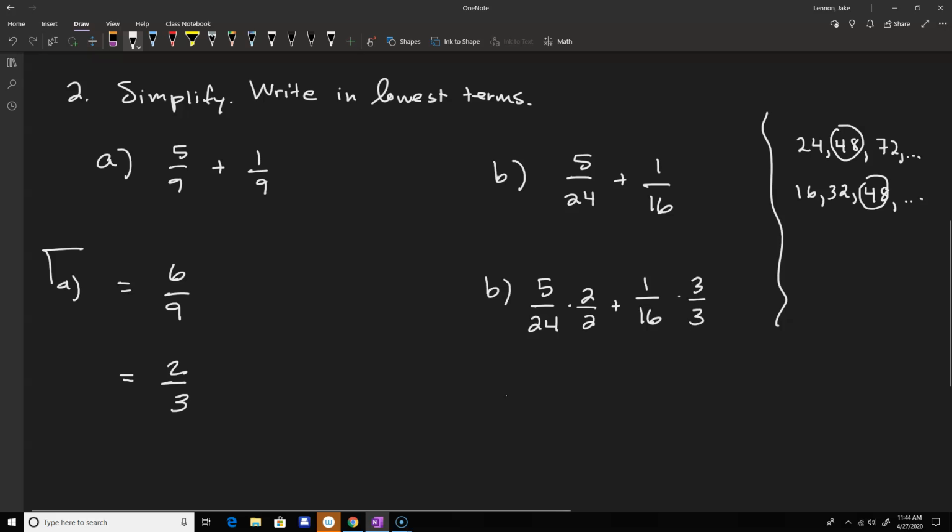So to multiply again, multiply numerators and denominators. So we get 10 over 48 plus 3 over 48, and then we can just add the numerators, and we get 13 over 48. And 13 is a prime number, and 48 is not a multiple of 13, so that's our final answer.